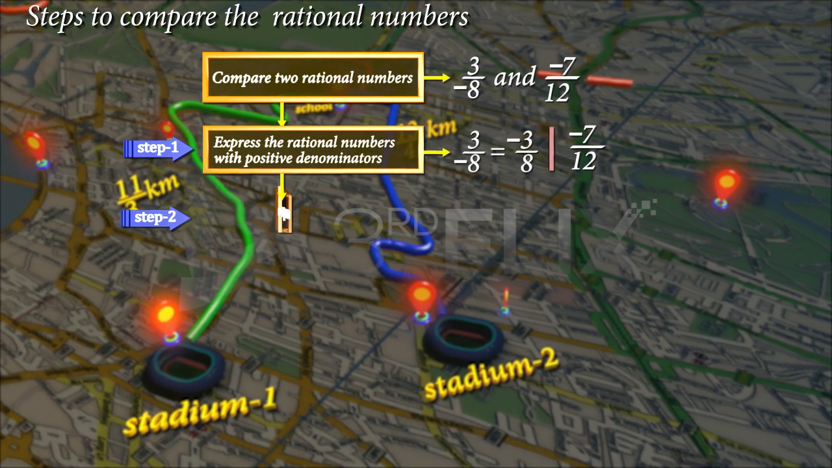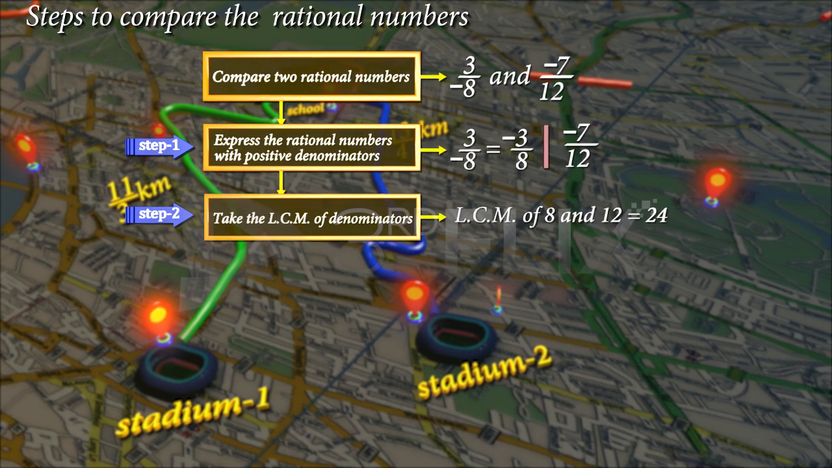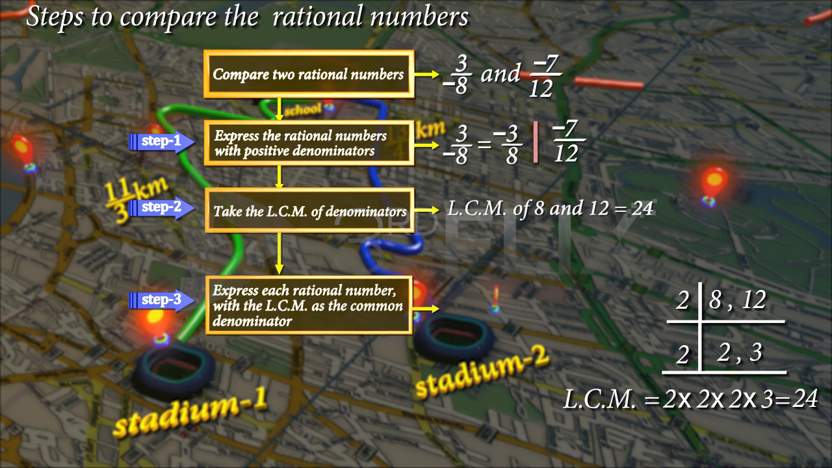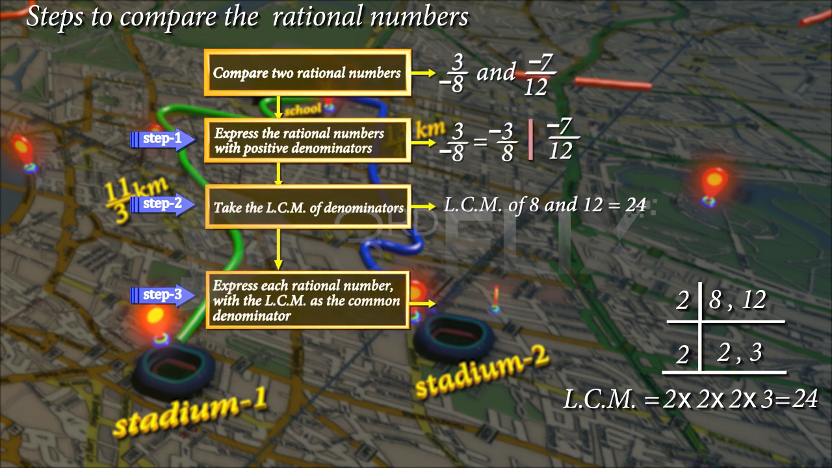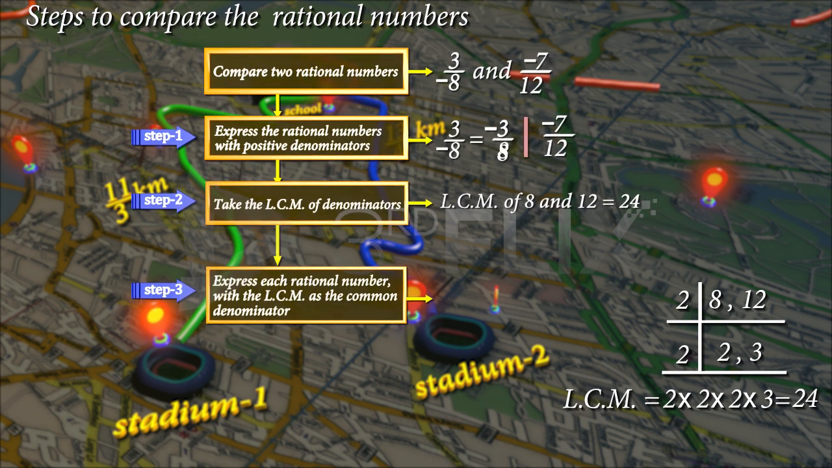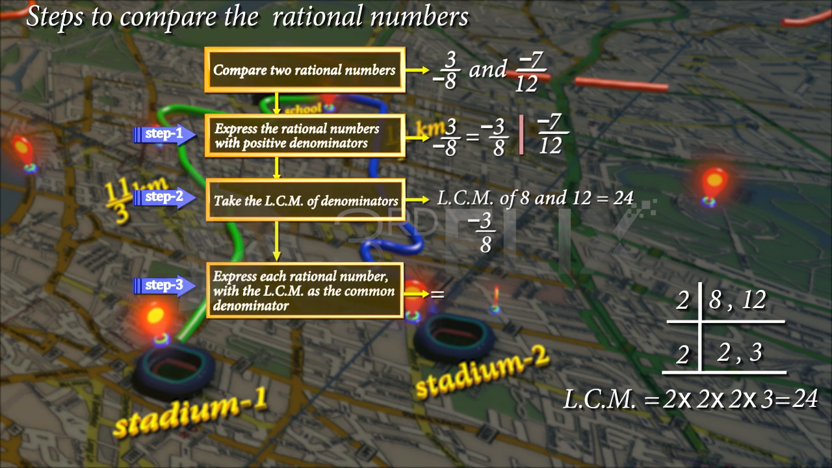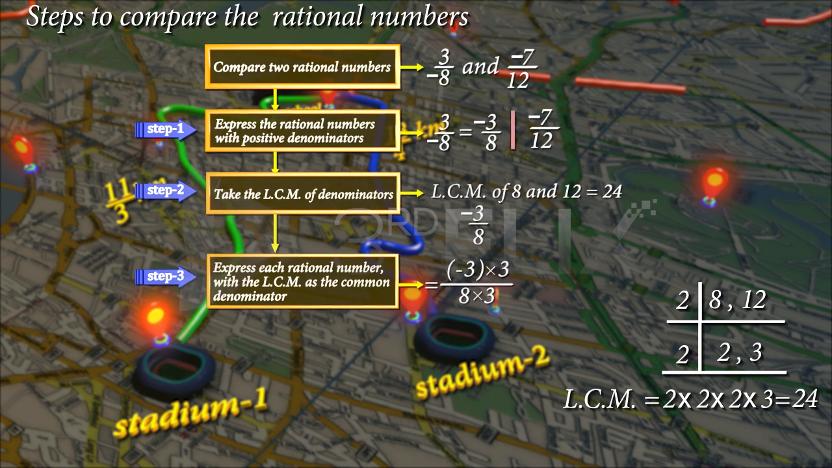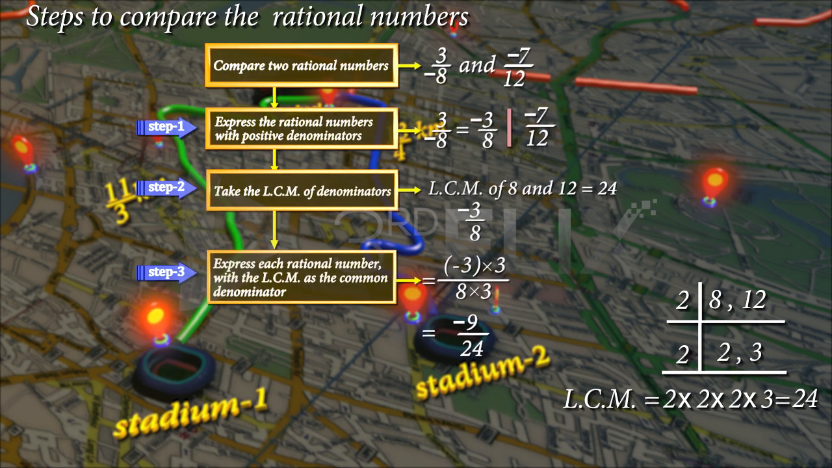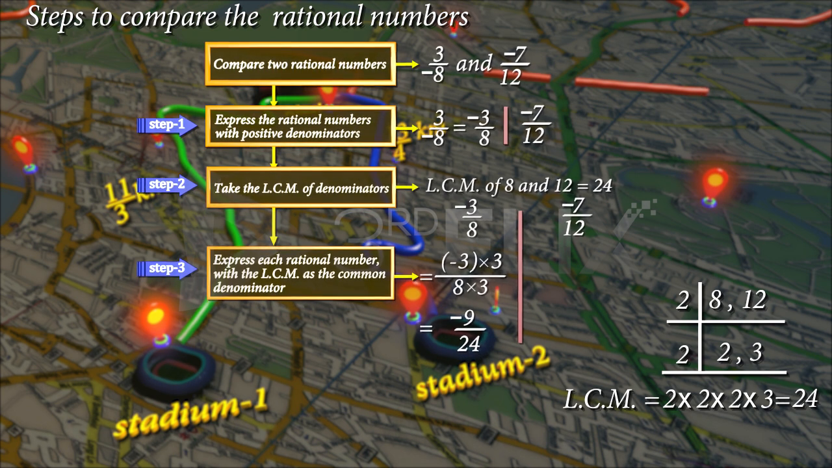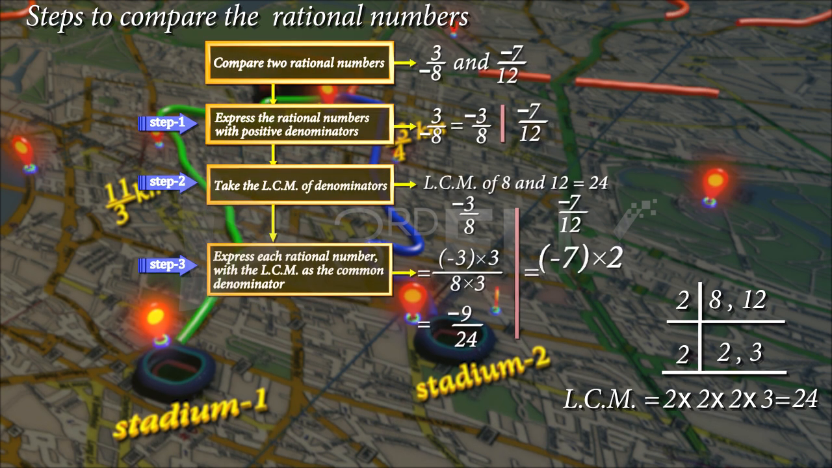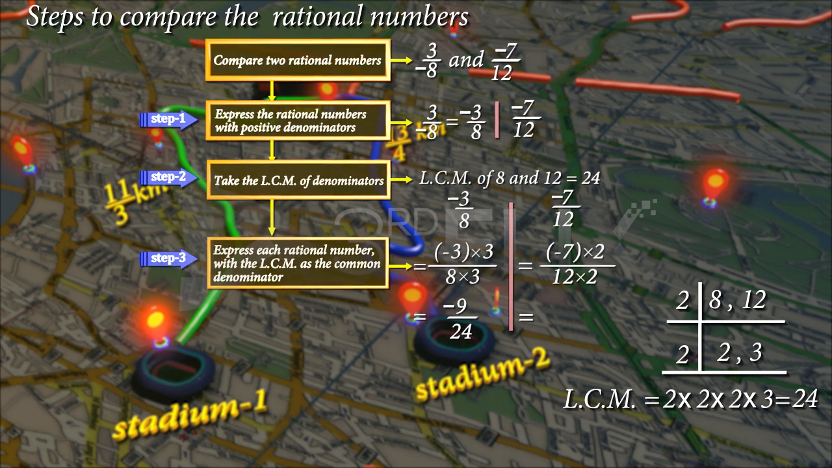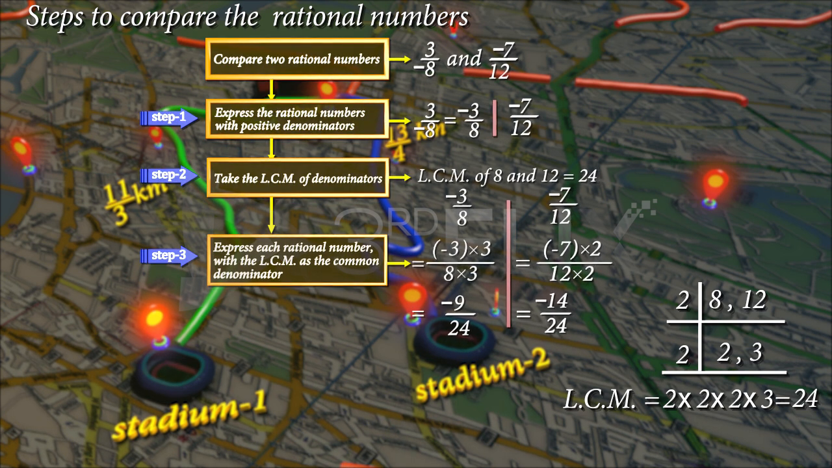Step 2. Take the LCM of these positive denominators. Step 3. Express each rational number with this LCM as the common denominator. -3/8 equals (-3 × 3)/(8 × 3), which equals -9/24. -7/12 equals (-7 × 2)/(12 × 2), which equals -14/24.